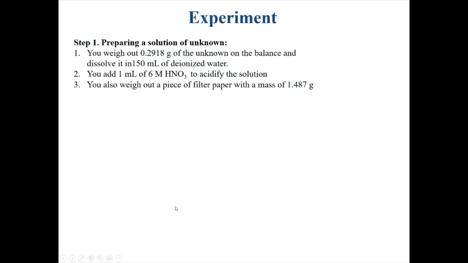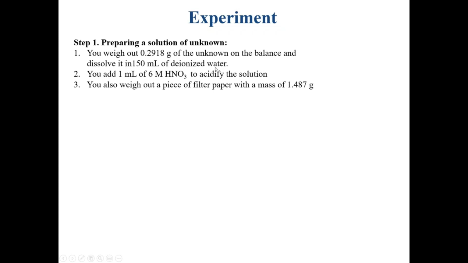Okay, so here's what the experiment would look like if you were in lab. And this is a very basic experiment in terms of setup. You've essentially done this experiment already when you did your metathesis reactions. So the first thing you're going to do is weigh out your unknown on the analytical balance, and you're going to get a mass of 0.2918 grams. So you just take the unknown powder, weigh it out on a piece of weigh paper, and this is how much mass you get.